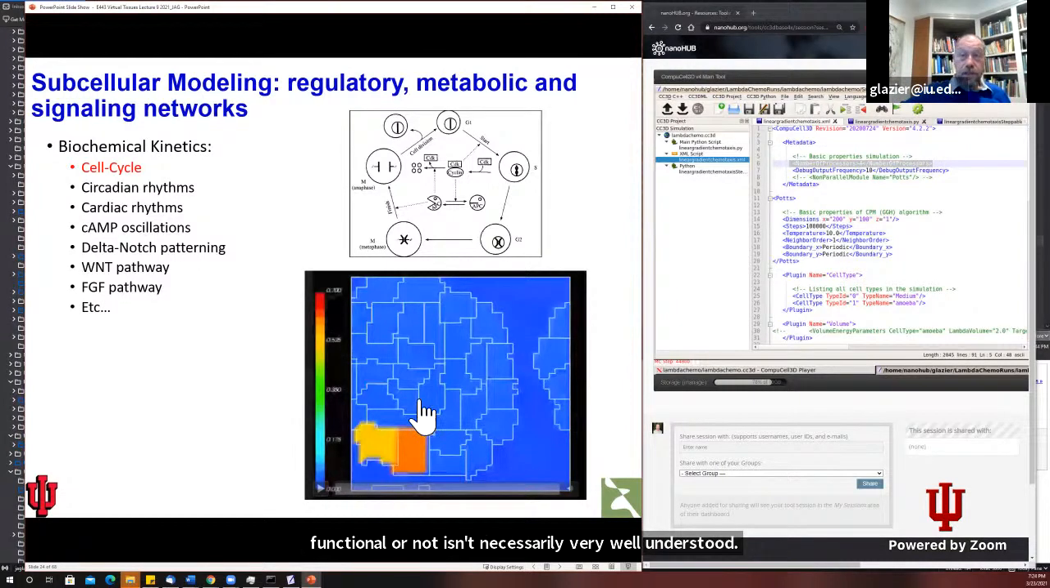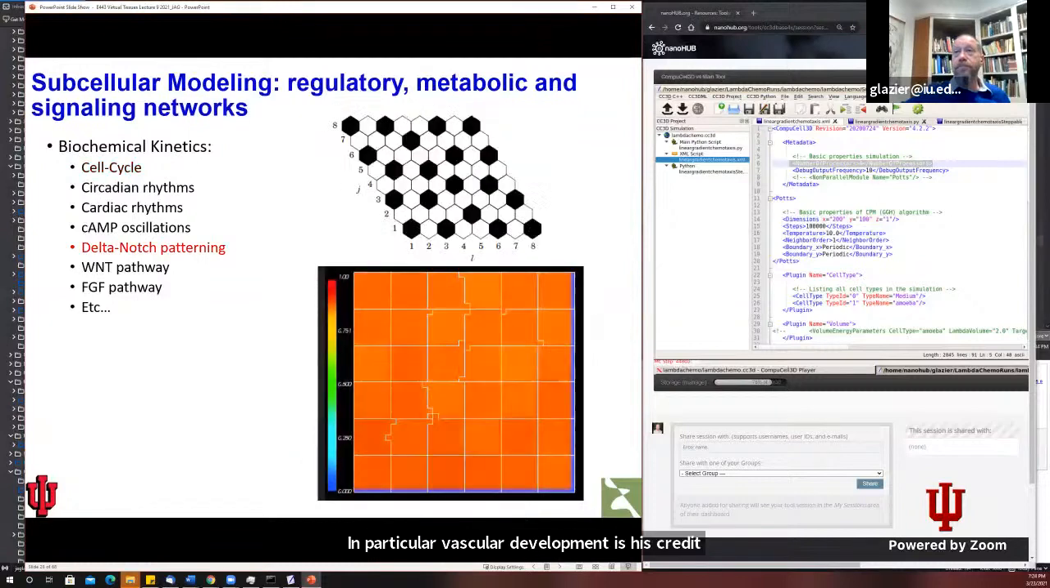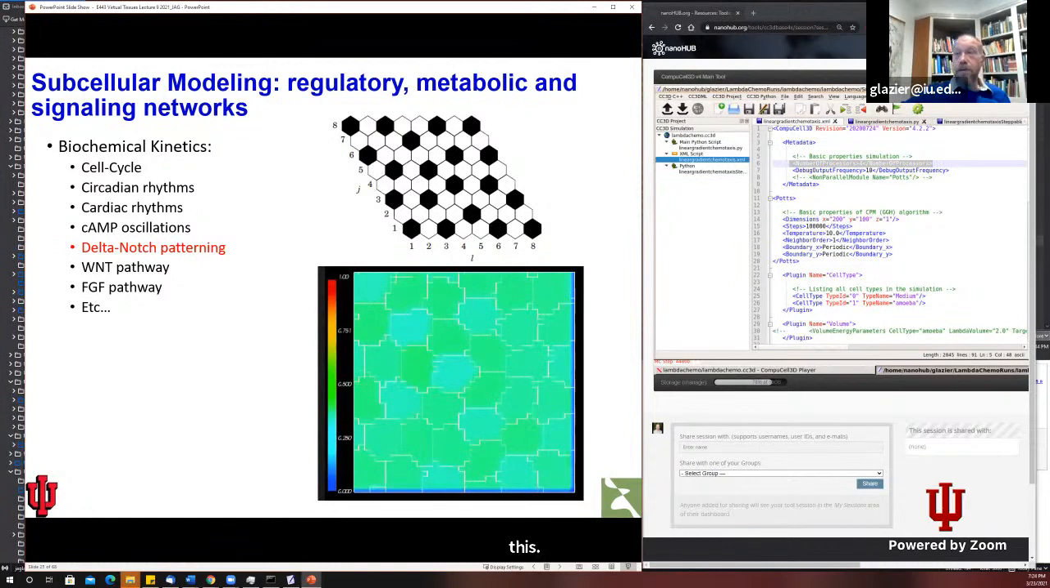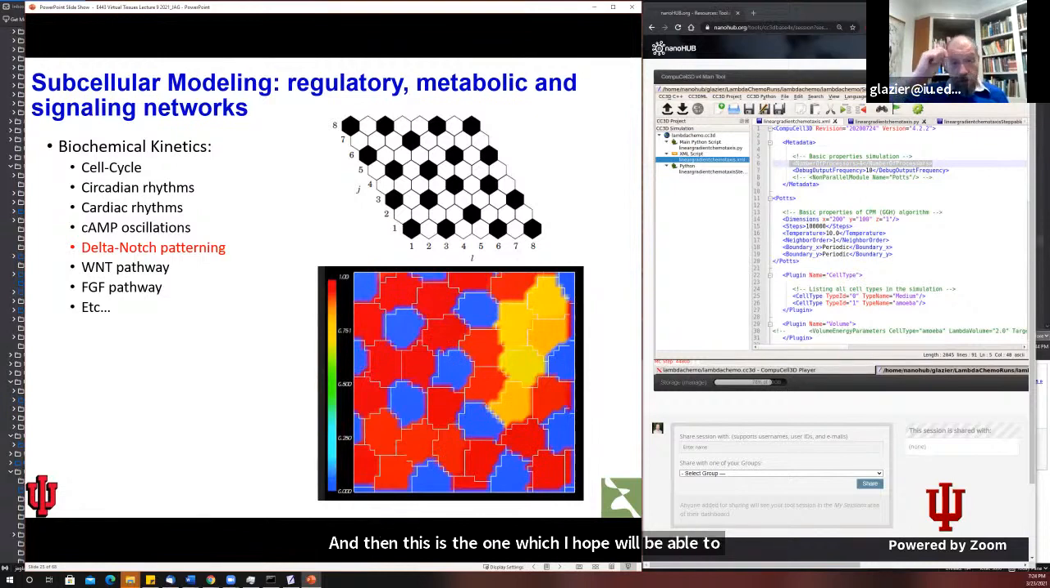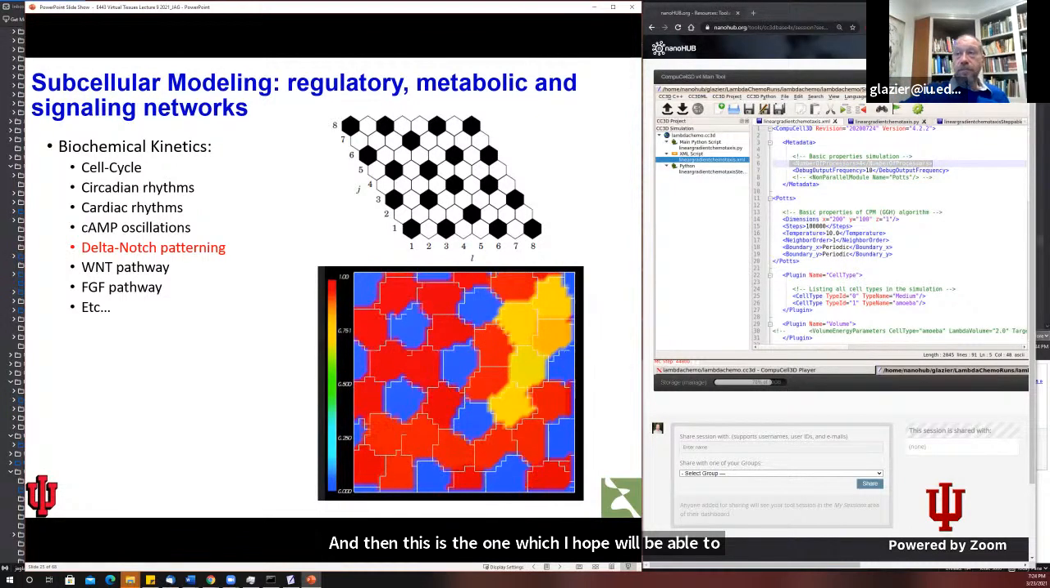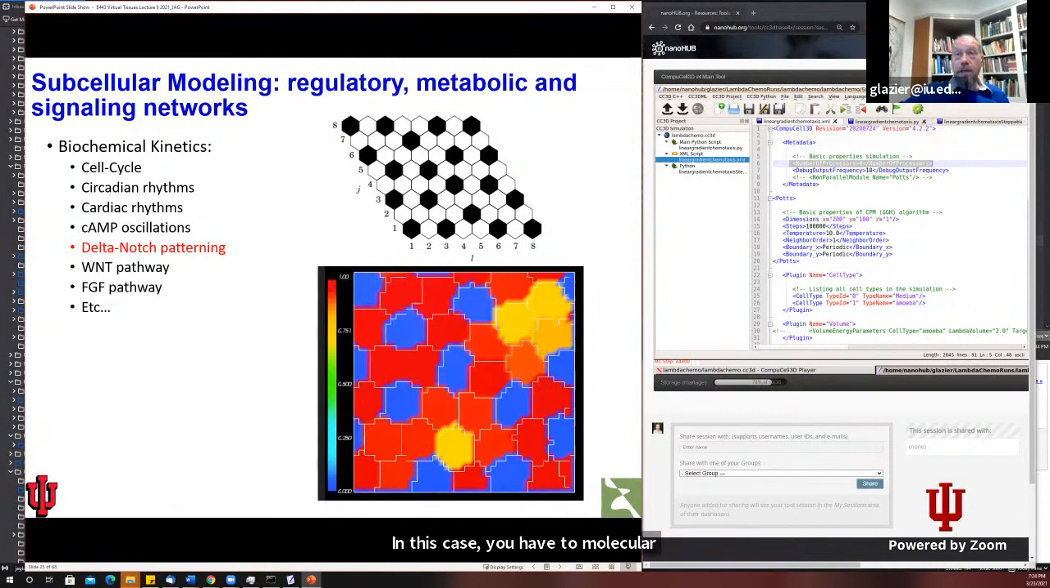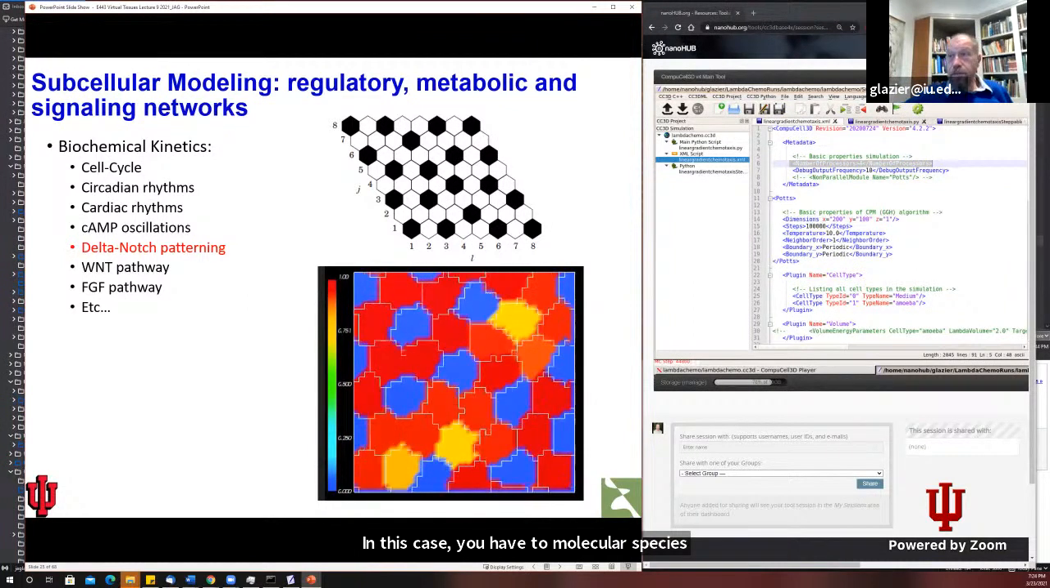And we'll talk about a particular one today, which is delta notch patterning, which is not primarily an oscillatory pattern, at least in time. It leads to spatial oscillations rather than temporal oscillations. And delta notch is very important in development. In particular, vascular development is predicated on delta notch patterning. This is a delta notch patterning mechanism. And then this is the one I hope we'll be able to run today before we break. In this case, you have two molecular species, delta and notch, and we'll come back to this in more detail in a minute.